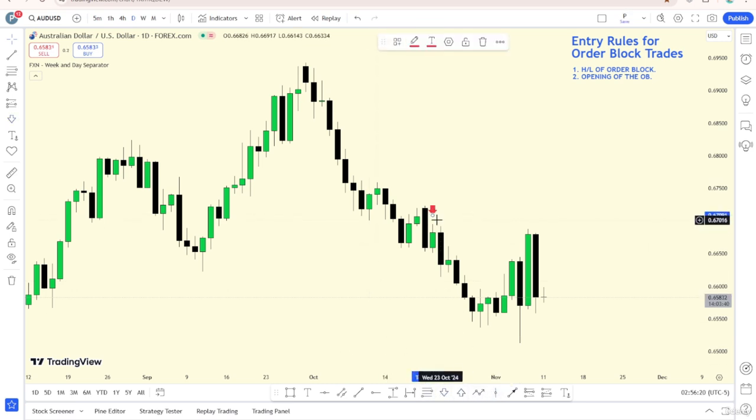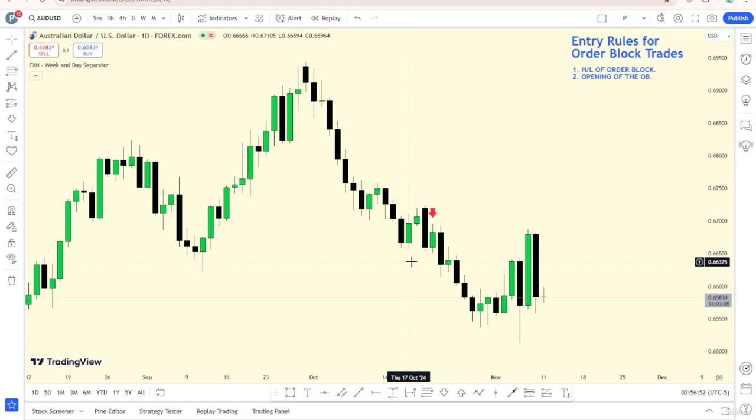The order block I'm going to outline here for our example is that one right there. This is the bearish order block. It is the last up close candle before this down move. The entry rules for order blocks are simple. We have the high or low of the order block. If you're bearish, then you're looking at the low of that candle. That is our first entry point. Then the second entry point is the opening of that candle. Those are the two high probability entry points for the order block.